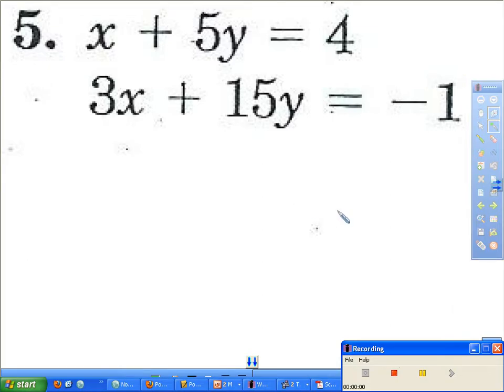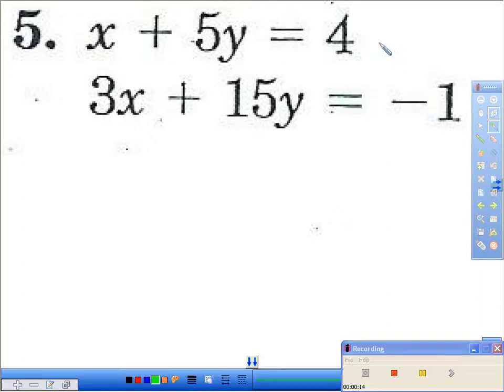This is the rest of practice 8.2, the ones that we didn't do in class today. What we were looking at was solving systems of equations using the method of substitution. And we said the first step that we need to think about doing when we're using this method is to solve one of the equations, it doesn't matter which one, for either x or y.